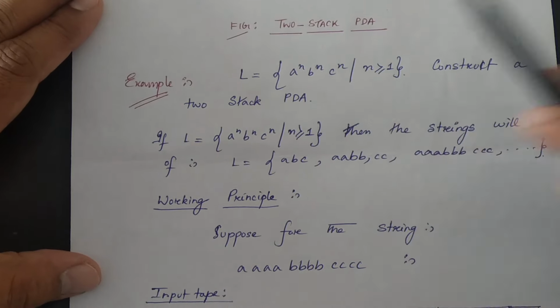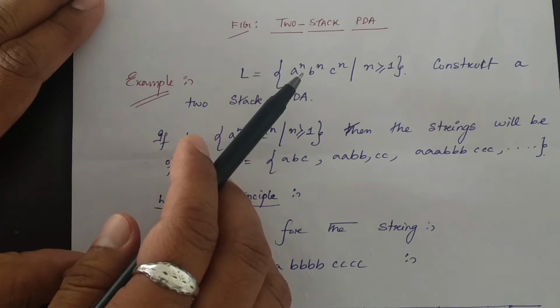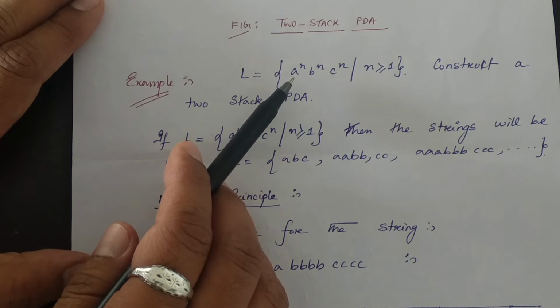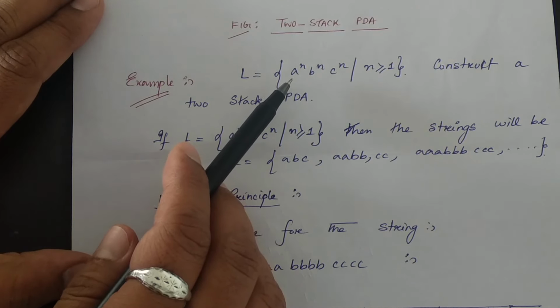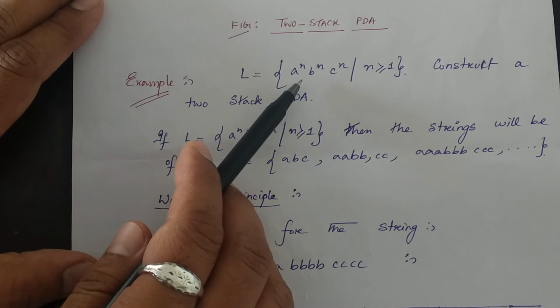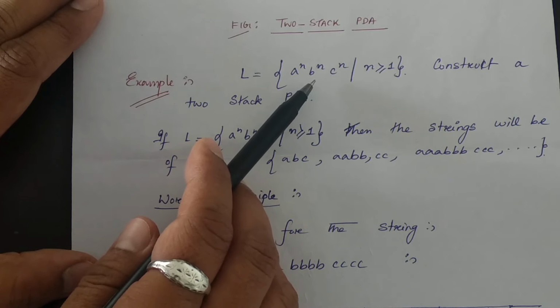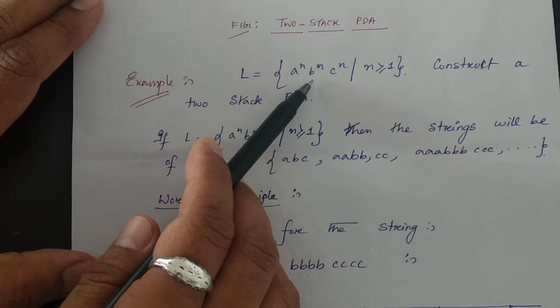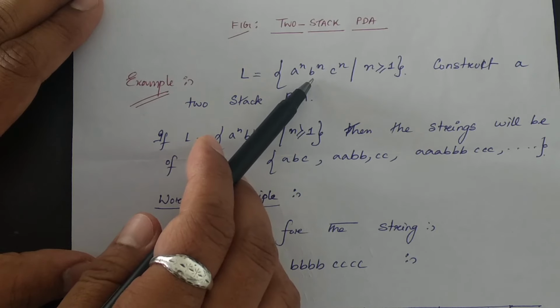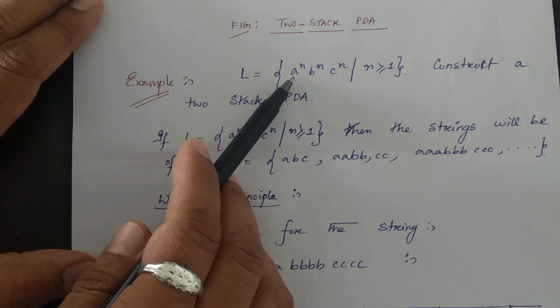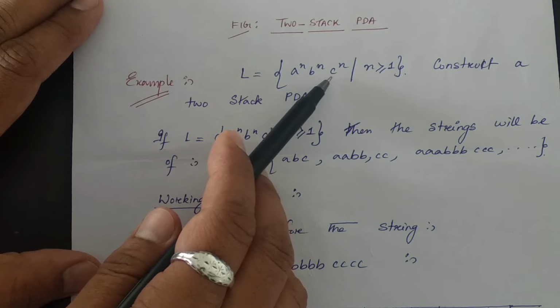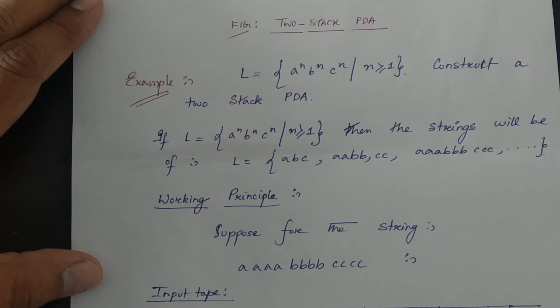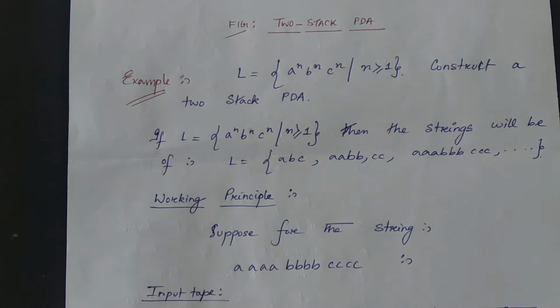No. Why? Because after reading all the A's, we can push them into the stack, and I'm talking about one stack here. But once we reach B, then automatically we need to pop A. But what happens to C? How can we read this C? So this is a little bit difficult.